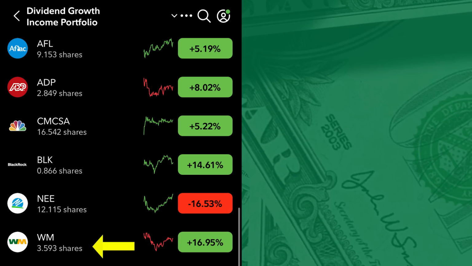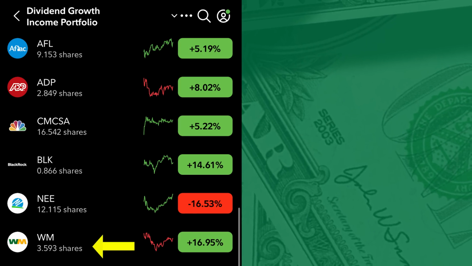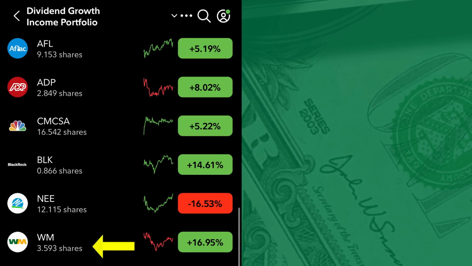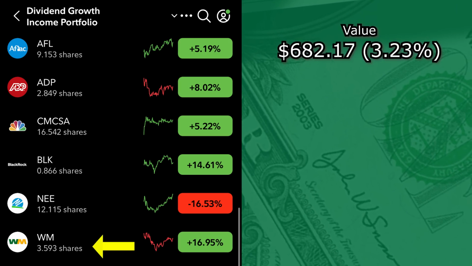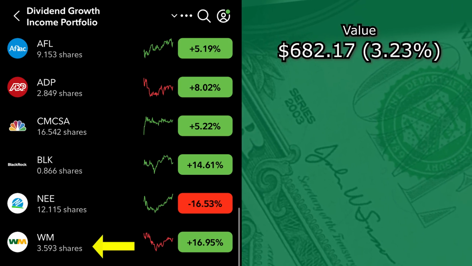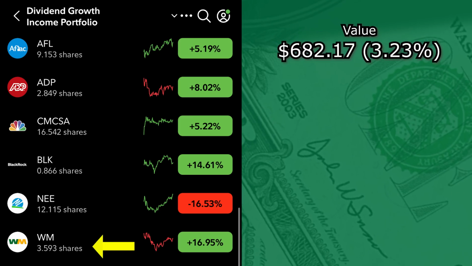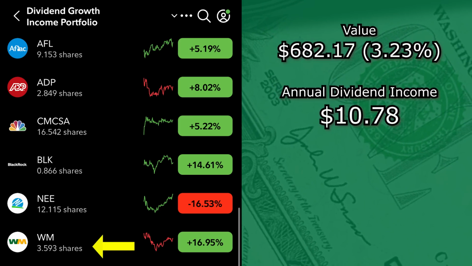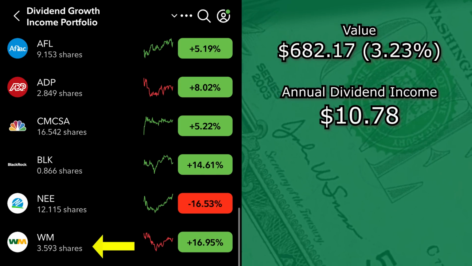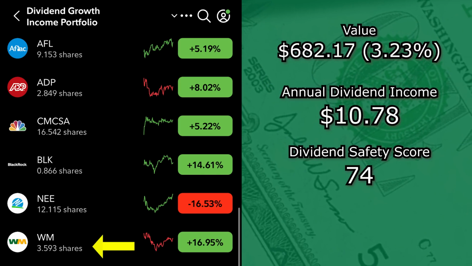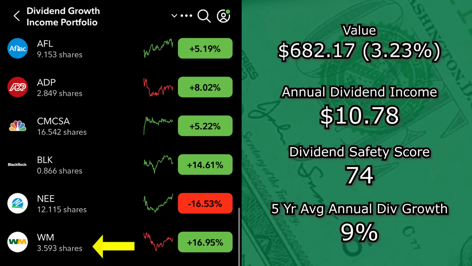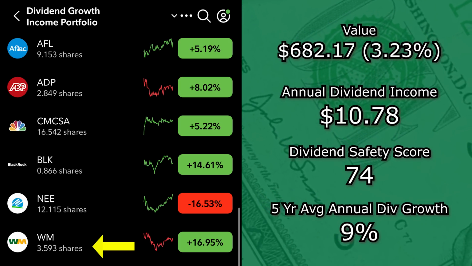Now, my next position in the fund is Waste Management, ticker WM. This is a trash company. At present, I hold 3.593 shares of Waste Management, valued at $682.12, making up 3.23% of the portfolio. I'm up about 17% on Waste Management, and they do pay me about $10.78 annually in dividends. Shares are yielding 1.86%. We have a Simply Safe dividend safety score of 74, and a 5-year average annual dividend growth rate of 9% annually. Its latest raise last December was at 7%.